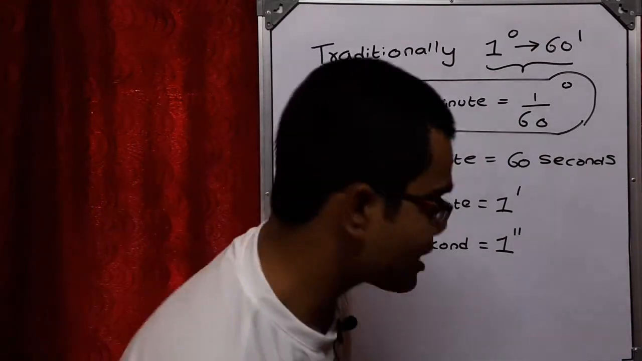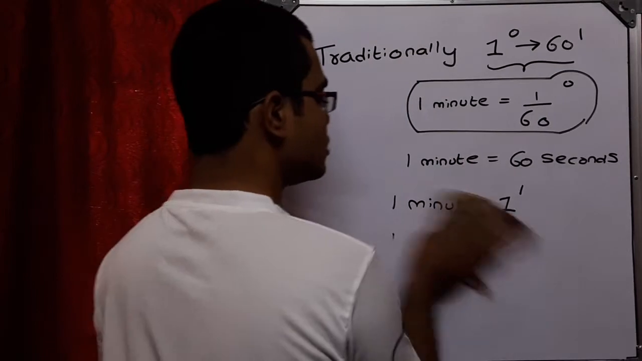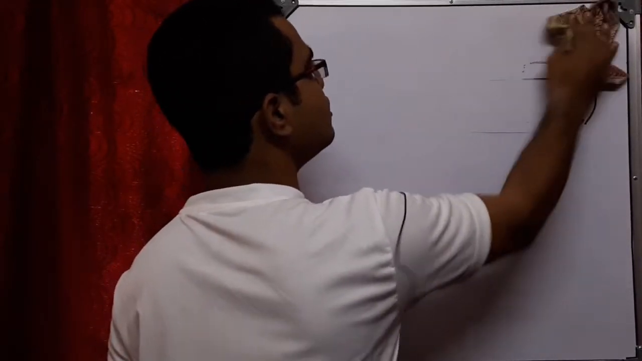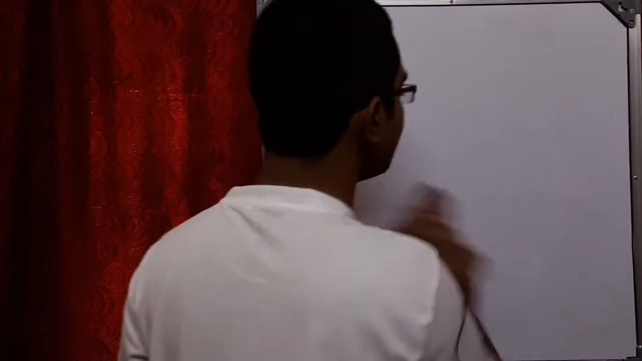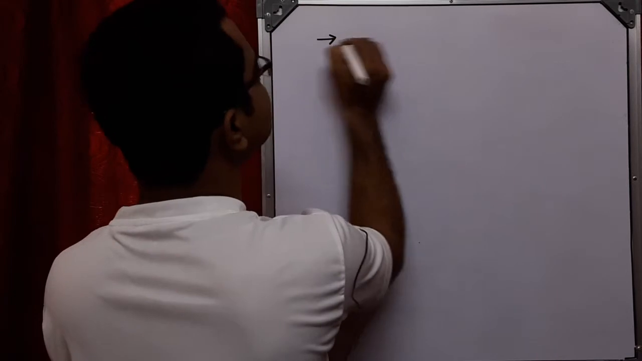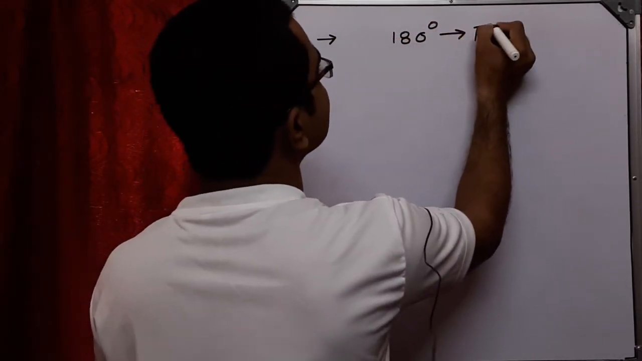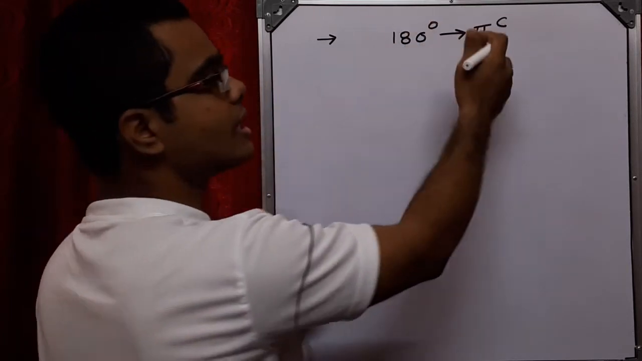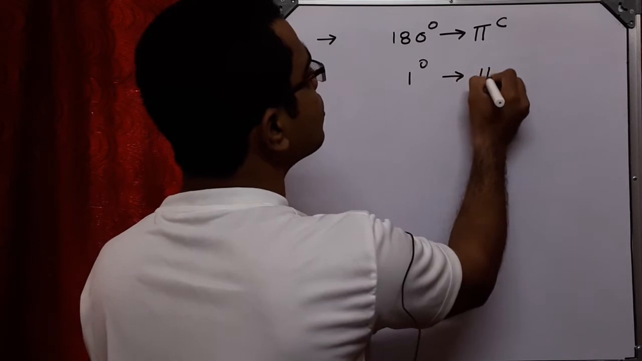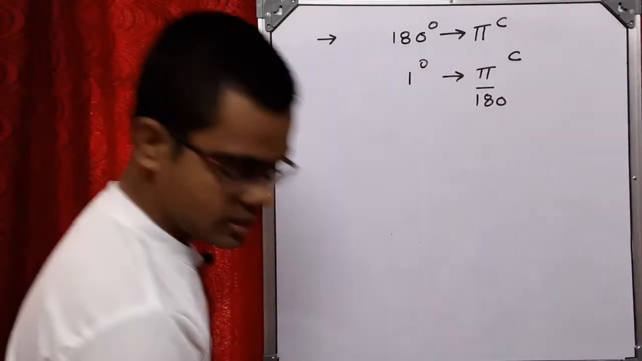So now with this clarity, let us go ahead. Always remember 1 degree is equal to 60 minutes. Now let us talk about degrees and radians conversion. Always remember one simple formula, that is 180 degrees is equal to pi radians. The degree is represented with a small circle and radians with a small c. Therefore 1 degree is equal to pi by 180 radians. Very clear. So the two conversions are very clear.